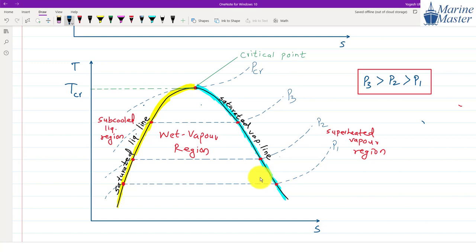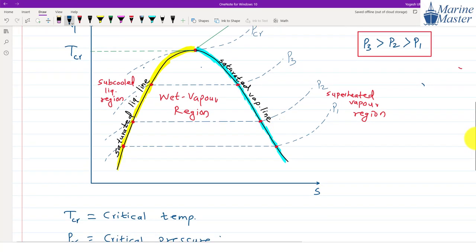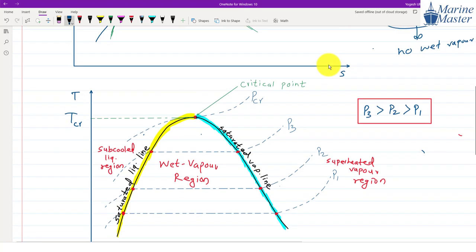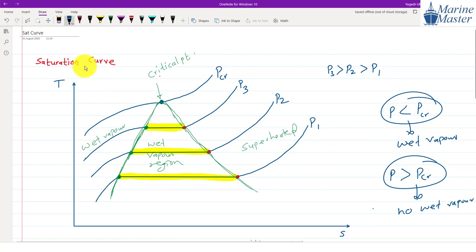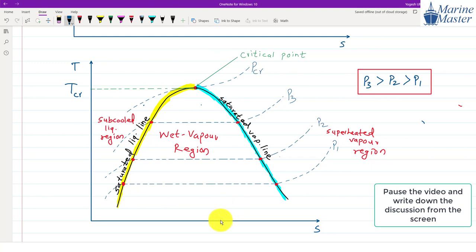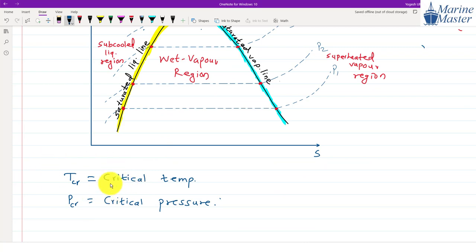Always remember this discussion. Before going further, draw this figure properly, after giving the heading saturation curve. After this drawing, please write down TCR, critical temperature, and PCR, critical pressure. No need to write down their definitions, we don't need them, so I'm not writing them.